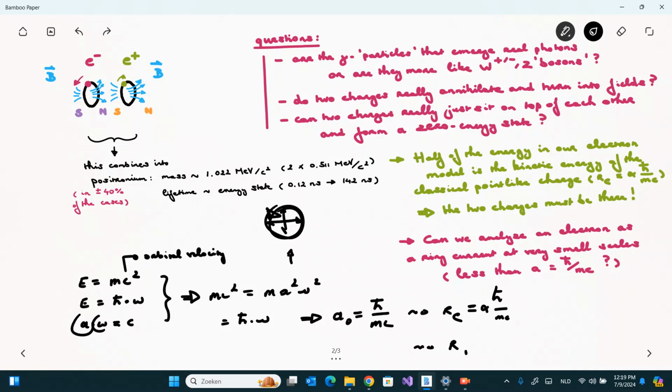So can two charges really just sit on top of each other and form a zero energy state? I don't think so. We don't see that annihilation of energy, and so I don't think so with this energy conservation, and so I also think there's charge conservation.